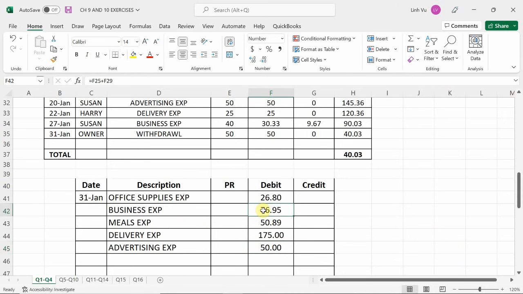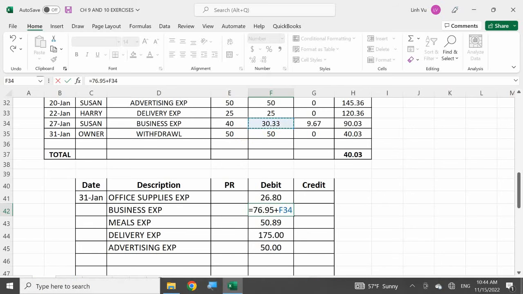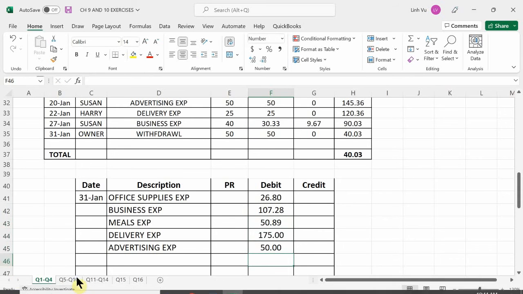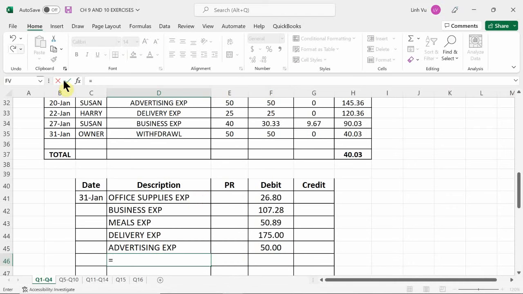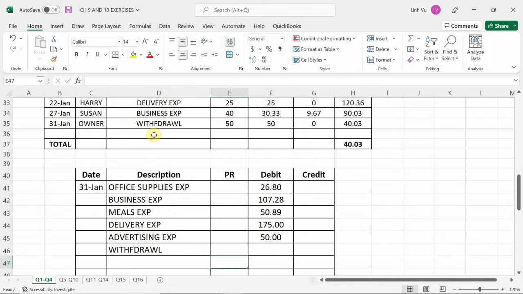Okay, then we had another business expense. Business expense, $76.95 plus $30.33. Okay. And last but not least, we had an owner's withdrawal. So you could just do withdrawal, which is going to be a debit for $50. Okay.